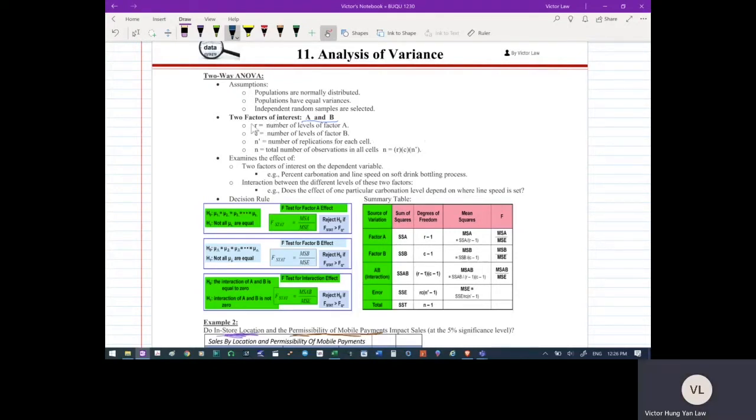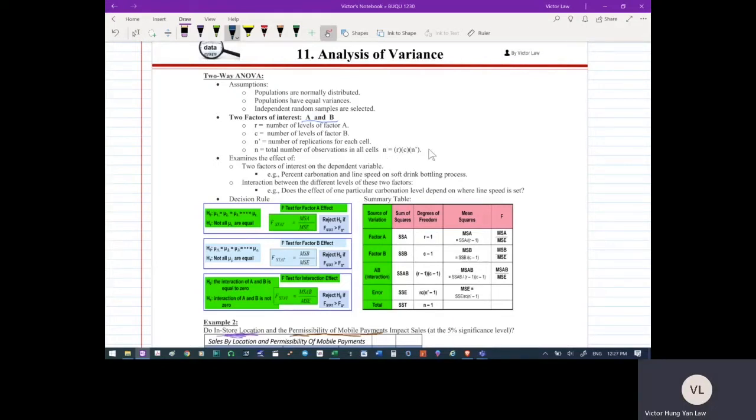So I gave you the formula here for R. R represents the number of levels of factor A. R is your row. C is your column. So column equals the number of levels of factor B. And then we have N prime, the number of replications for each cell. And then we have N. N is the total number of observations in all cells. So N equals R times C times N prime.